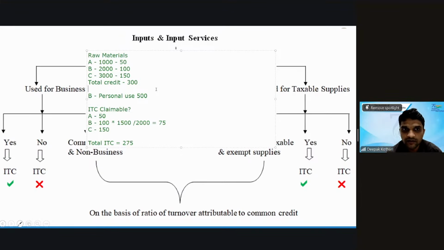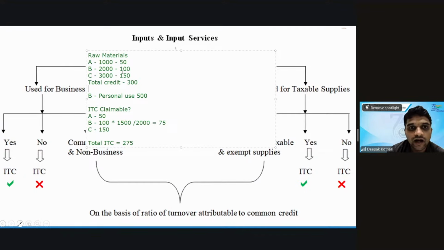Like there's a proprietor, he's bought some goods. A, he used it for his business. B, he's procured and he saw that some he can use for personal use. He's procured 500 worth of goods for his personal use. Okay, thank you. 500 worth of goods he cannot use.